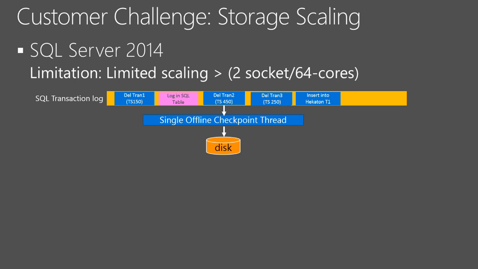Now imagine this. If you have a 128 core machine, the amount of log that you can generate would be doubled, assuming the workload is scaling accordingly. Now those log records have to be persisted, because we have to read those log records and update the data files. In 2014, there was one single offline checkpoint thread.